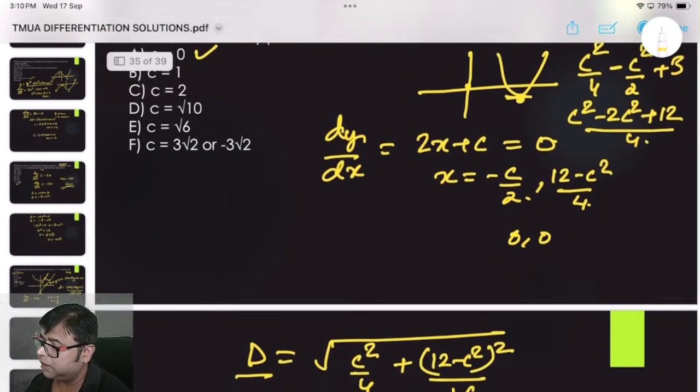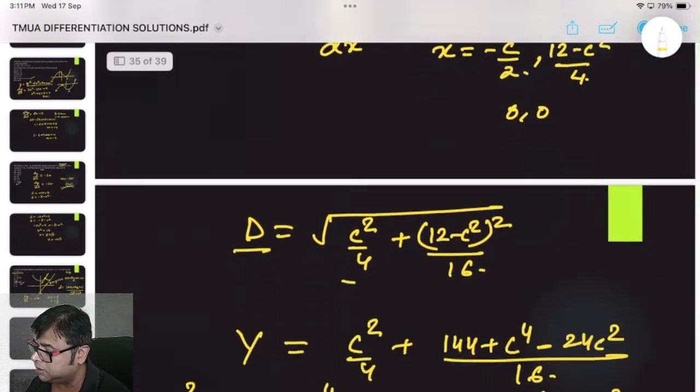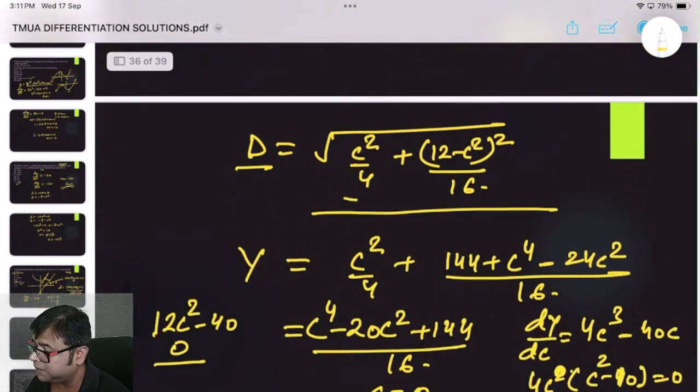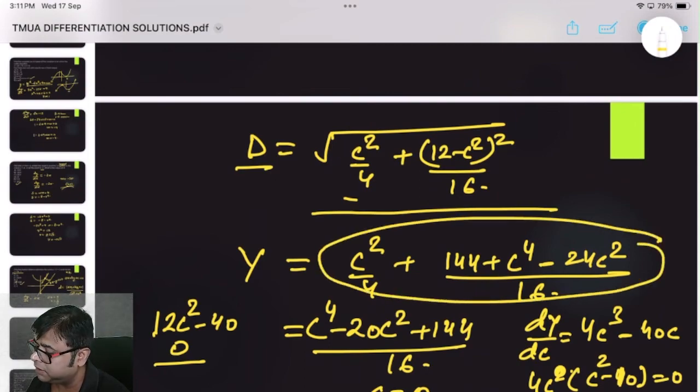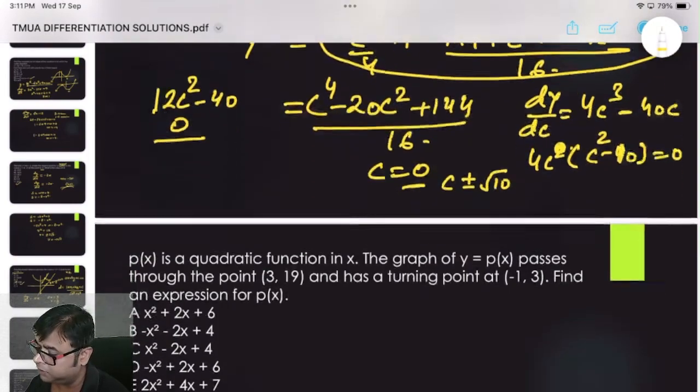So just understand, I found the stationary point, then the distance from the origin using the distance formula. Now, in order to maximize this distance, I need to maximize this expression, which I took as y, and then I maximized it by differentiating again. Right. Let's move on to the next.